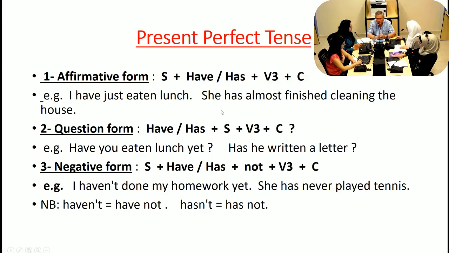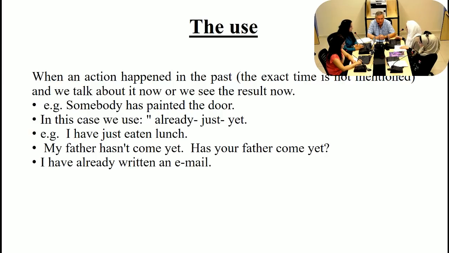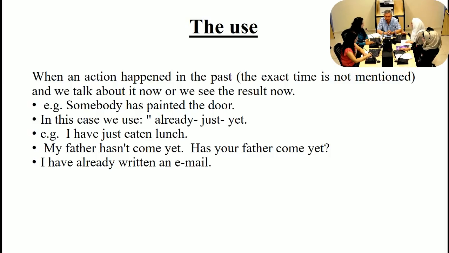The use. When an action happened in the past, but the exact time is not mentioned, so we don't have a time reference, and we talk about it now or we see the result now, we use the present perfect. For example, somebody has painted the door. In this case, we use already, just, or yet. For example, I have just eaten lunch. My father hasn't come yet, or has your father come yet? So we use yet in the negative and question forms. I have already written an email.